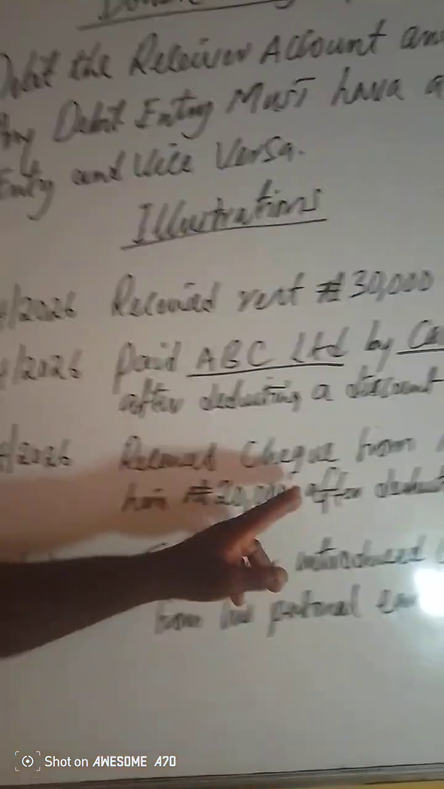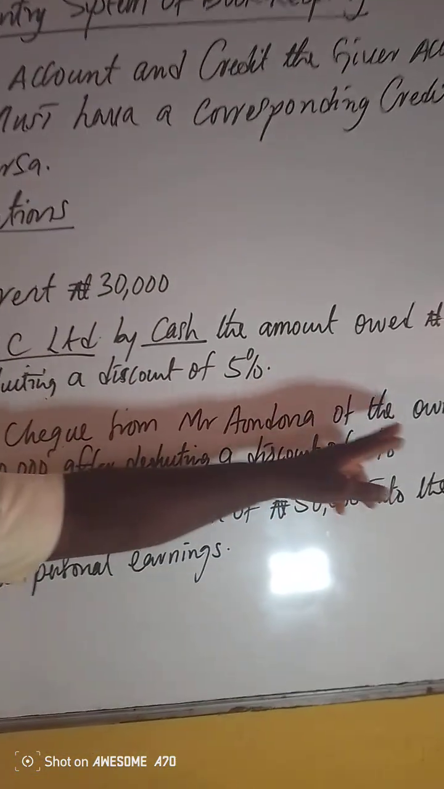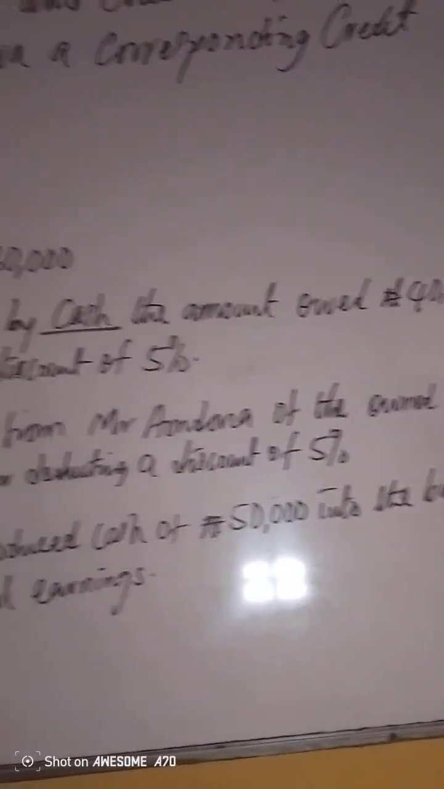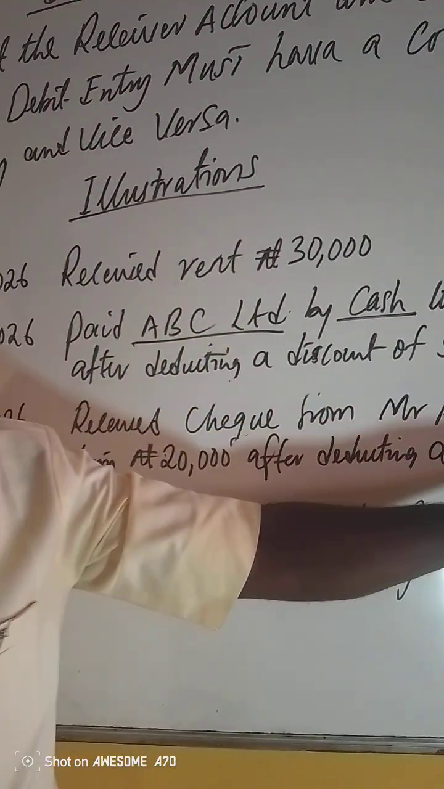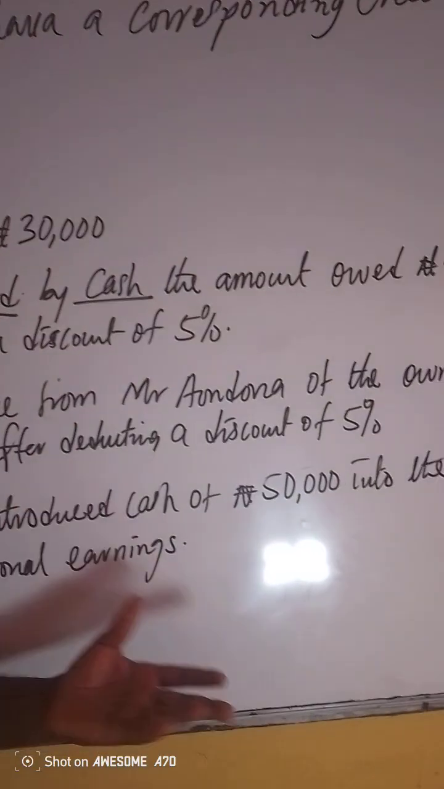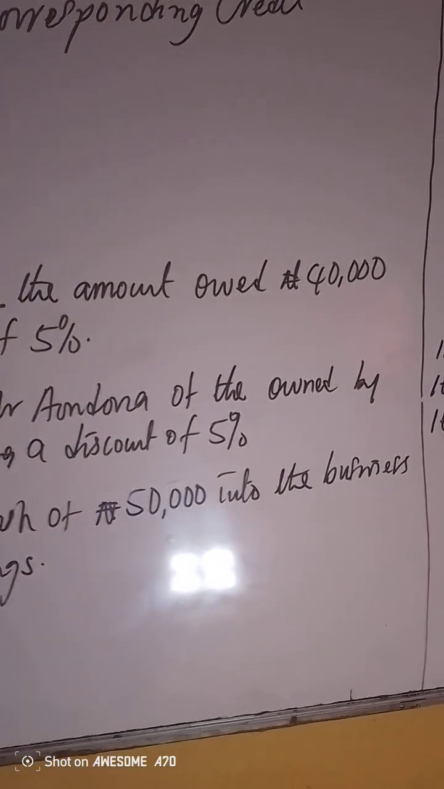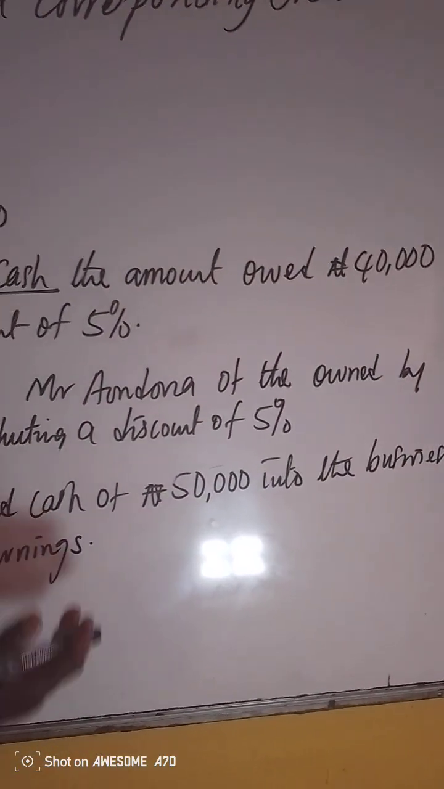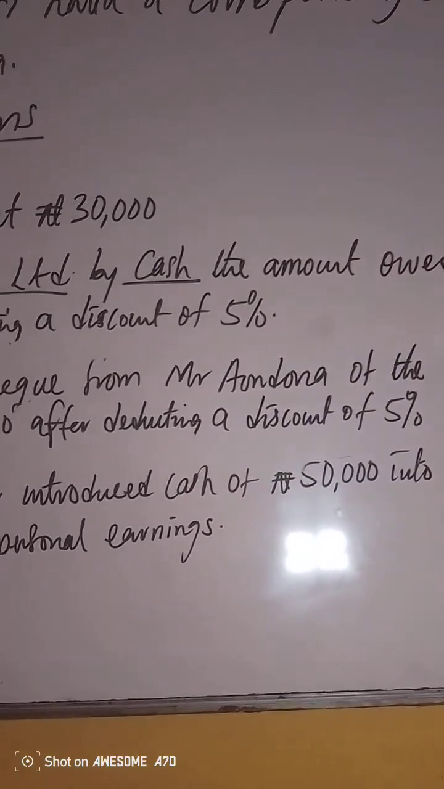Let's go to the next one. We now say that on the 17th of April 2026, received cheque from Mr. Onduna of the amount owed by him of 20,000 after deducting a discount of 5%. Here, just like in the case of ABC, now the business is not paying, but receiving. So we want to identify the account that gives and the account that receives. That is the most important thing.